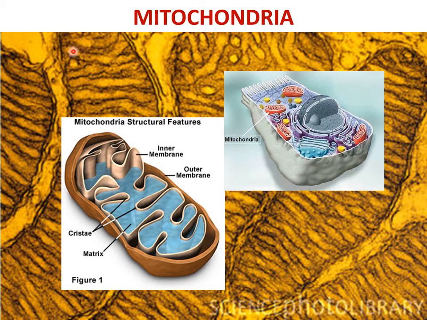This background picture here is an actual microscope picture, an electron microscope picture of hamster mitochondria. So you can see all the foldings of that inner membrane, all those cristae, all lined up.